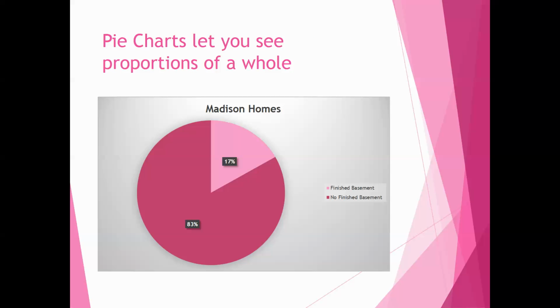So a pie chart lets you see proportions of a whole. In Madison, of the homes that were for sale, 83% did not have a finished basement and 17% did have a finished basement. So if you're a realtor or looking for a house, this chart tells you a lot. Mostly, you're not going to find homes with finished basements.